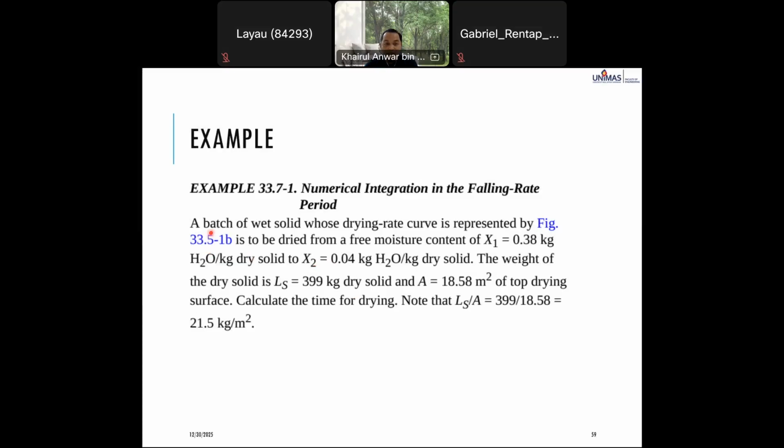Example: a batch of wet solid whose drying rate curve is represented by figure 9.5-1b is to be dried from a free moisture content of X1 equal to 0.38 kg H2O per kg dry solid to X2 equal to 0.04 kg H2O per kg dry solid. The weight of the dry solid is Ls equal to 399 kg dry solid, A equal to 18.58 meter square of top drying surface. Calculate the time for drying. Note that Ls over A is equal to 21.5.